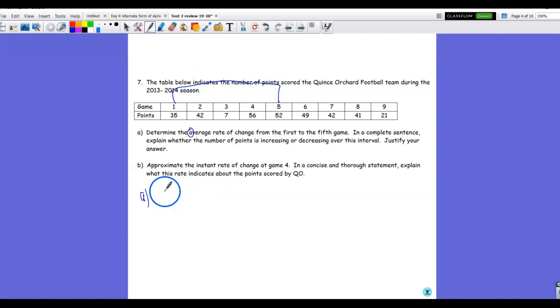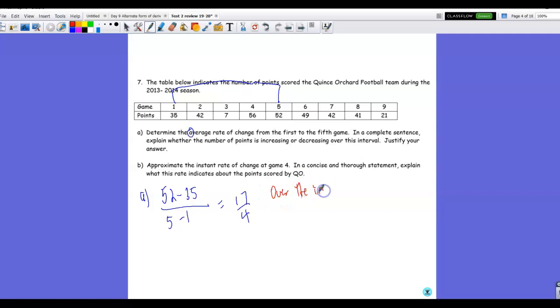So that's literal, change in y. Show me the difference quotient, you know that's important: 52 minus 35 over 5 minus 1. We can simplify that: 52 minus 35 is 17, over 5 minus 1 is 4. Then it tells us to, in a complete sentence, explain whether the number of points is increasing or decreasing over this interval. Justify your answer.